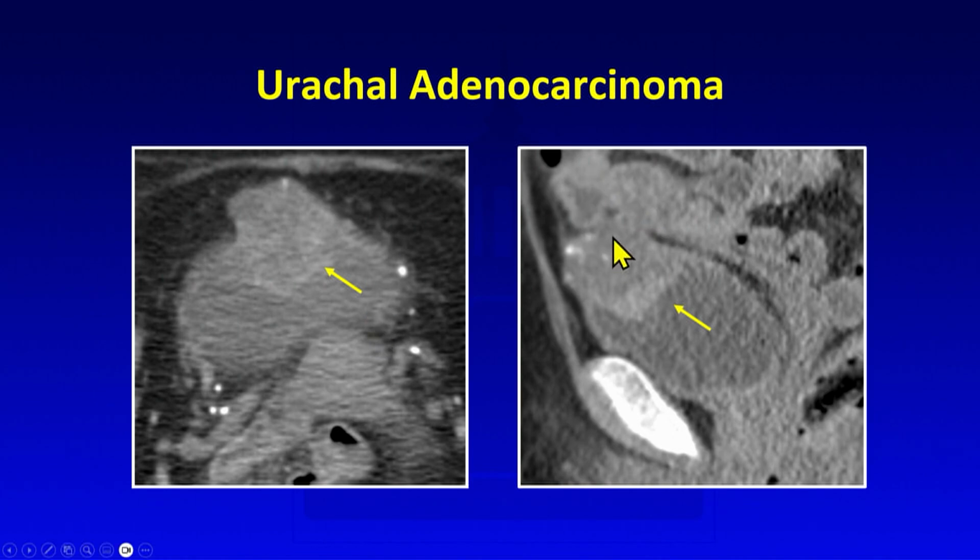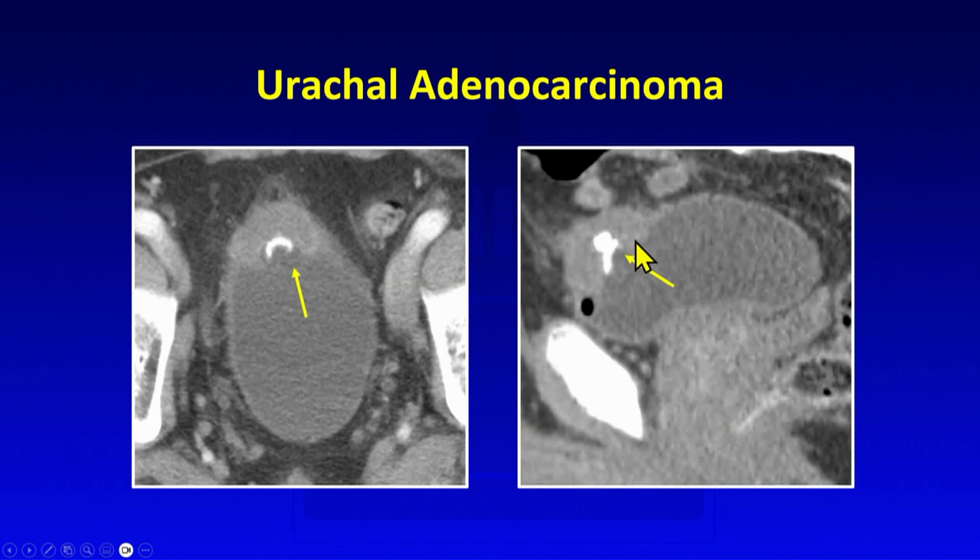Here is an example of the urachal adenocarcinoma. So in that very characteristic location, anterior superior aspect of the dome, that's really the clue, because otherwise a lot of these bladder tumors look like each other. And then you also have some punctate calcifications.